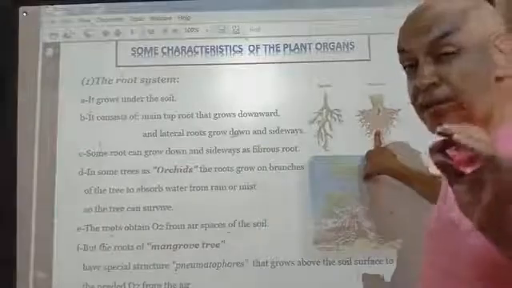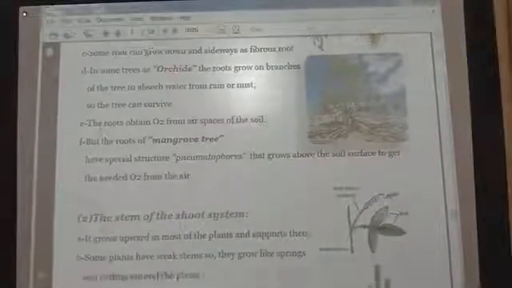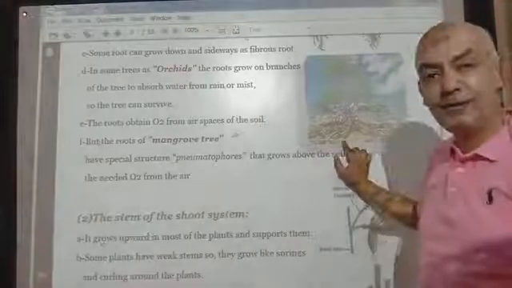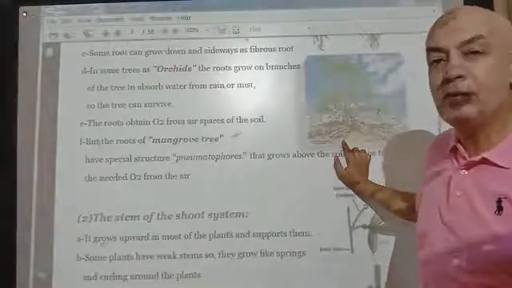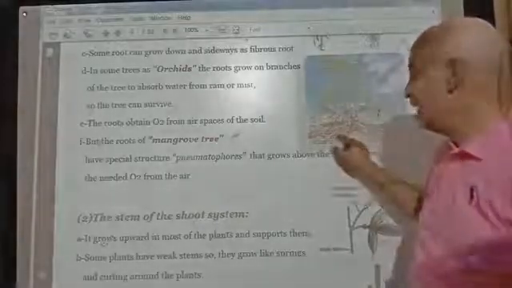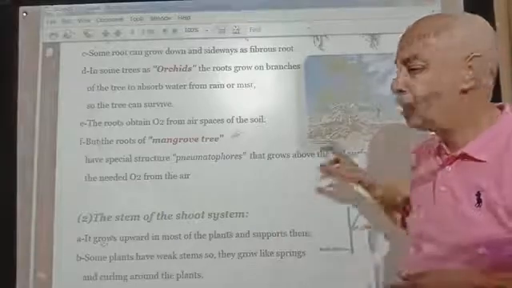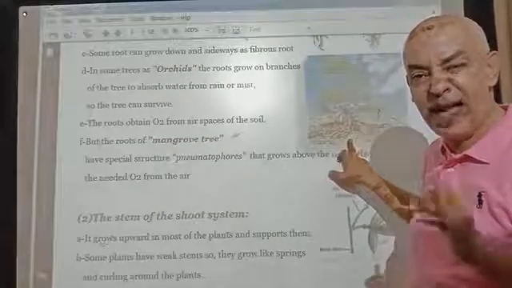In some exceptions, some plants, the root system are grown up near the surface of the soil. This is not in all the plants. We can call this shape of the plant an exception.